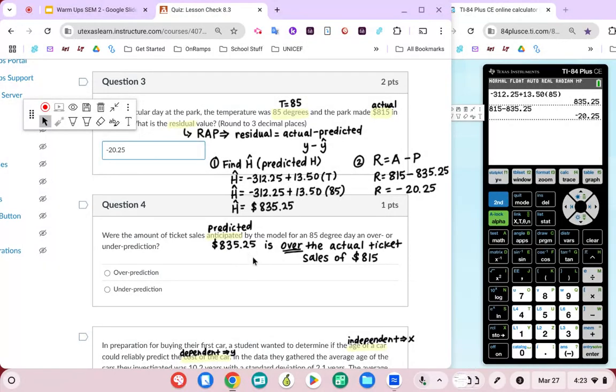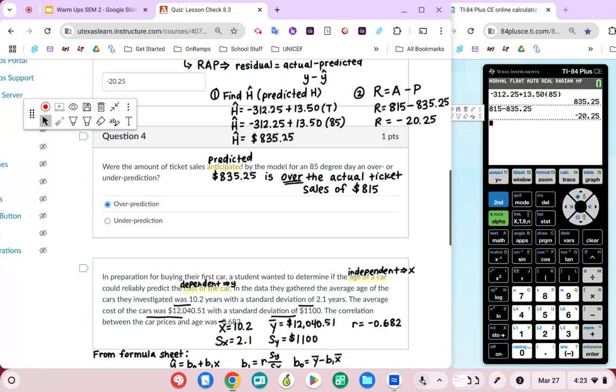$835.25 was higher than what they actually should have made, which is 815. So it was an over prediction. 835.25 was predicted. They actually only made 815. So the model overestimated how much they were going to make.